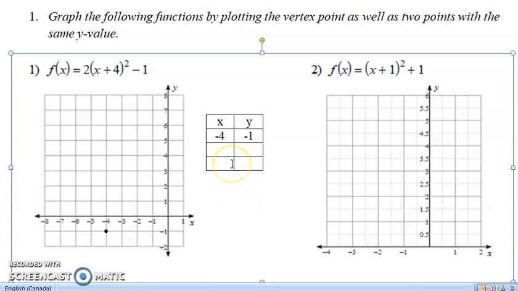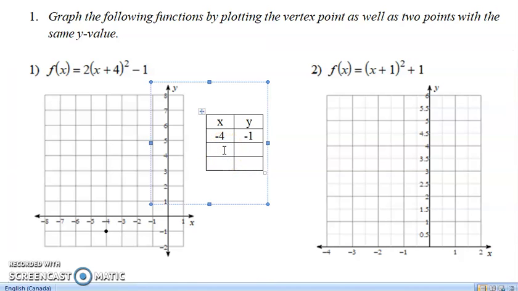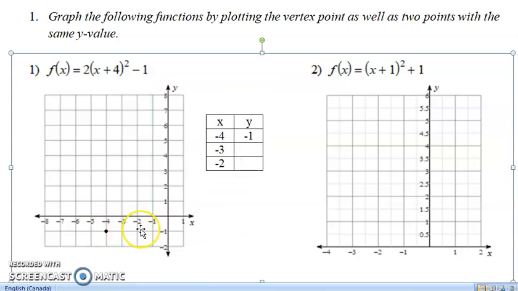Now what I want to do to be able to fill out the rest of the graph is pick any x I want. But to be able to graph it properly, I probably want to pick x values that are close to my h, close to my vertex. So my vertex here being -4, I'll pick numbers like -3 and -2. They don't necessarily have to be 1 and 2 units away. It'll depend on the scale of the graph. But based on the scale of your graph, you probably want to be close.